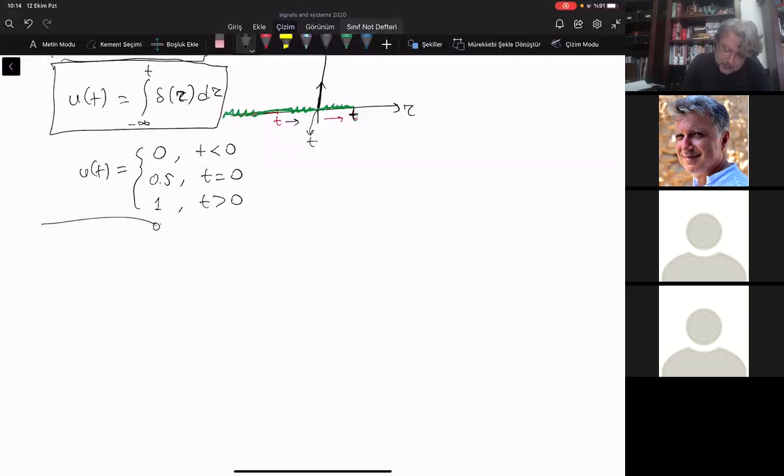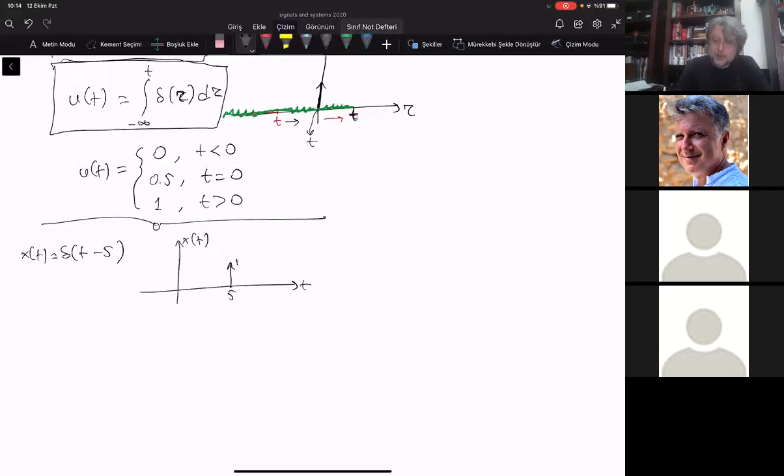It is helpful for, by the way, I have to give you a few more versions of delta of t. For example, how can we plot delta of t minus 5? If x of t is equal to delta of t minus 5, what does it mean? It means it's an impulse at 5. This is x of t on the time axis. This is how we are going to use it.